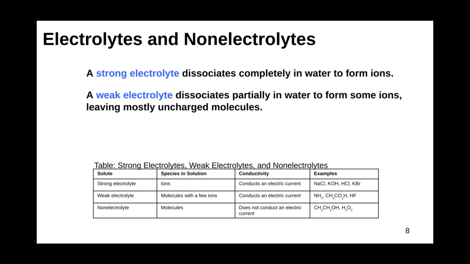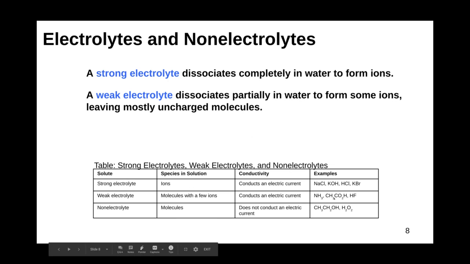Now, a strong electrolyte dissociates completely in water and forms ions. A weak electrolyte dissociates partially in water to form some ions, leaving mostly uncharged molecules. Now, this is a nice handy table. So we have a strong electrolyte, which speciates, i.e. it breaks down into ions, positively and negatively charged things, and conducts a very strong electrical current. Some examples include sodium chloride, potassium hydroxide, hydrochloric acid, potassium bromide. So very, very strong electrolytes.